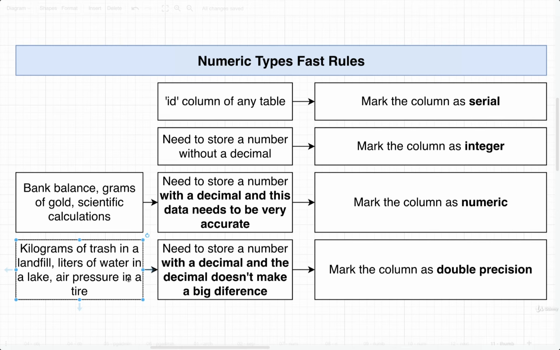So if we're ever trying to store a number that doesn't need to be 100% precise, then we'll mark the column as double precision instead. Okay, so those are our 4 rules of thumb.